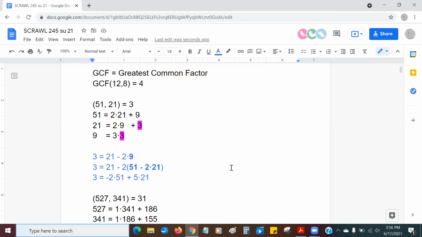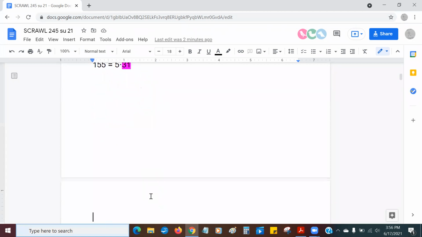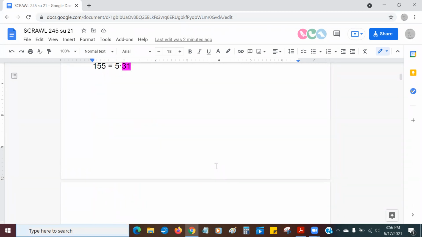Let's see if we could express 31 as a linear combination of 527 and 341. Not so simple to do. If I would just say express 31 as some integer times 527 plus some integer times 341 equals 31, that's not so simple to do. But for us, it's going to be very simple because we're smart. Oops. Obviously not that smart. Okay, here we go.